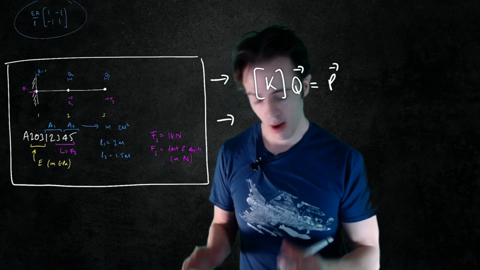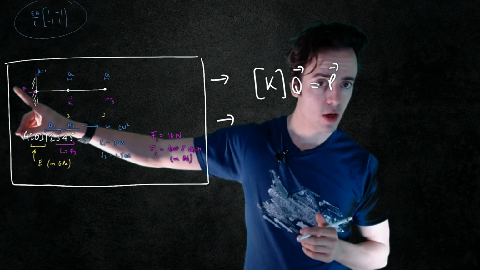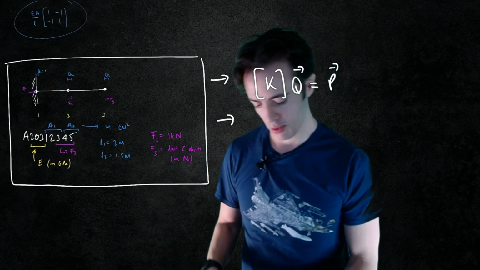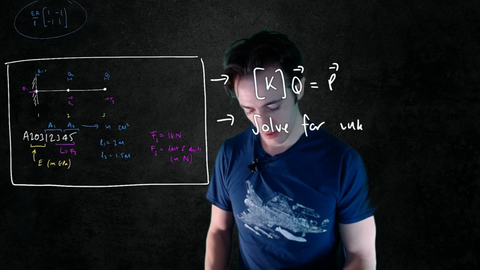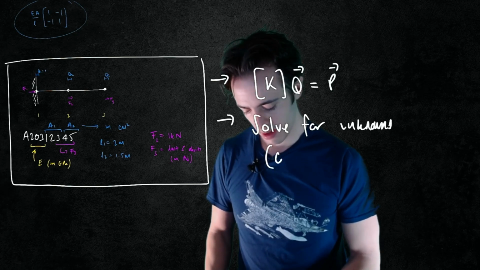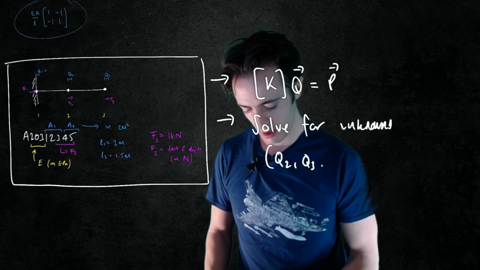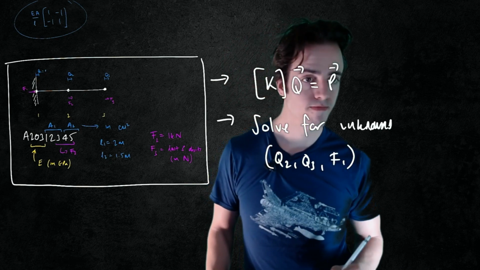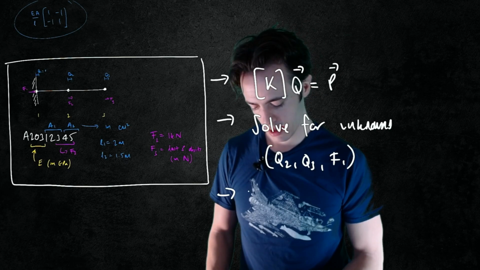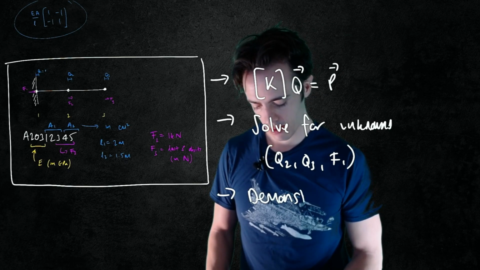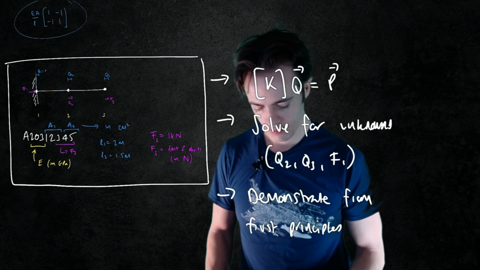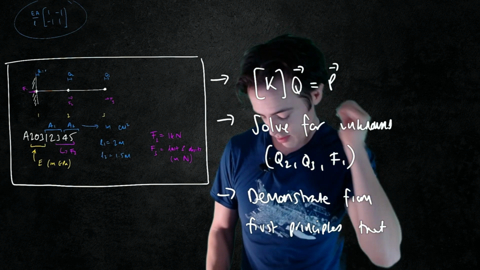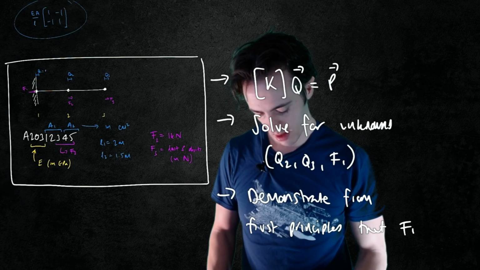I then want you to, by utilization of the correct boundary condition, which is that Q1 has to be equal to 0, solve for unknowns, and these are Q2, Q3, and F1. Okay, and then demonstrate from first principles that the F1 value is correct.